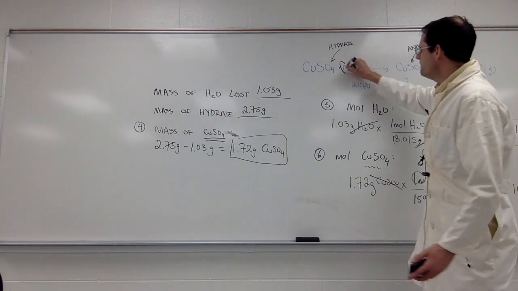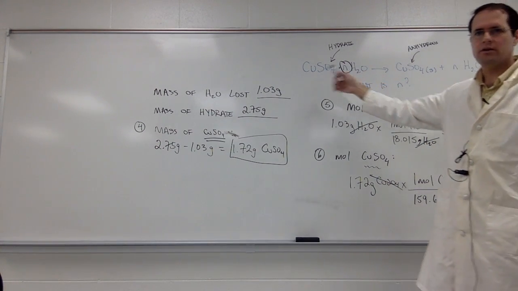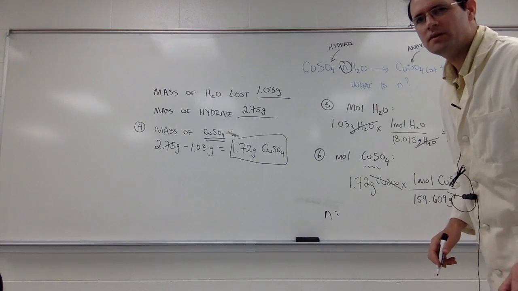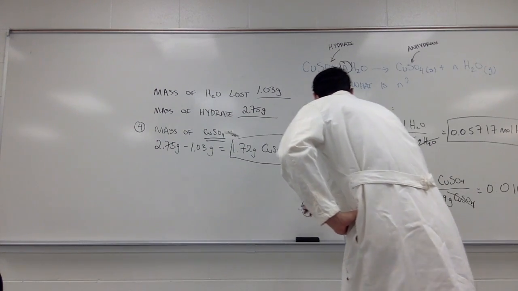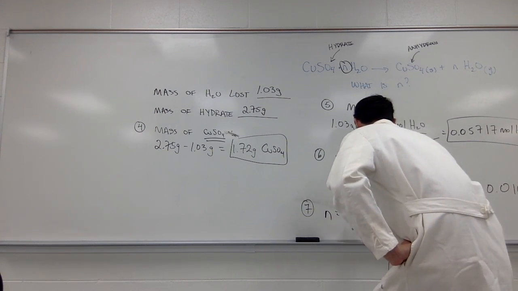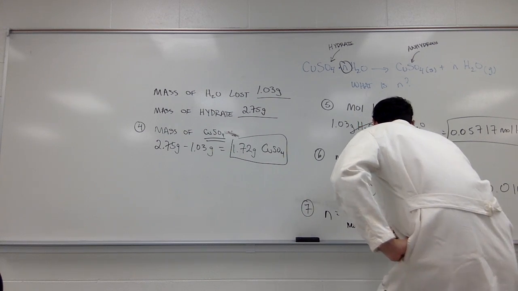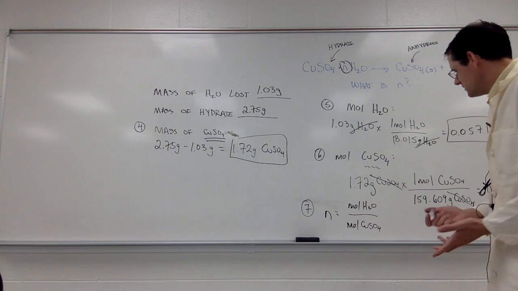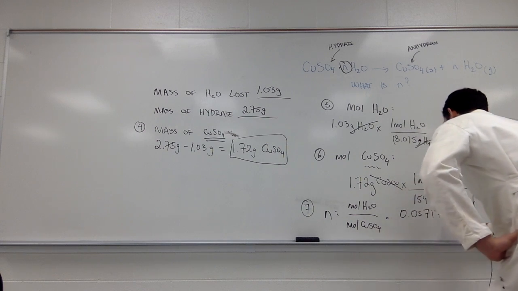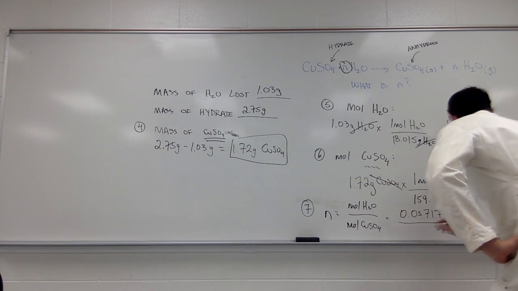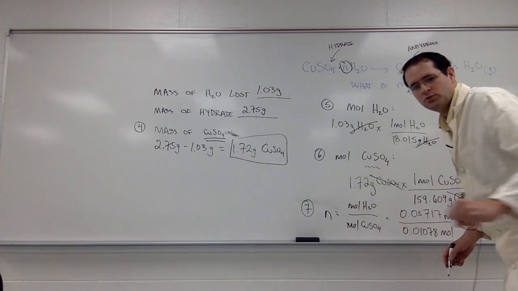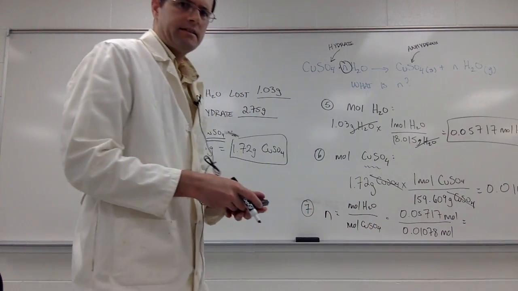Now to figure out N, we just take the ratio of the waters to the copper sulfate. So N is going to be equal to, after I round it to a whole number, this will be calculation 7, lucky 7 here, the moles of water divided by the moles of copper sulfate. And I'm thinking that it will come out to be 5. Let's see what we get. We have 0.05717 divided by 0.01078. And that ratio will be the value of N.